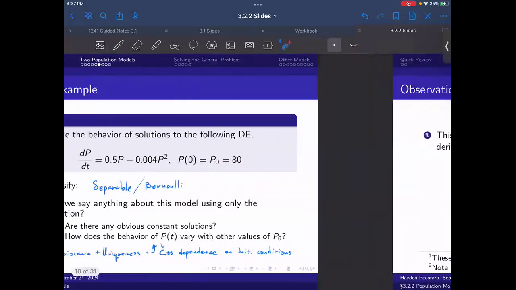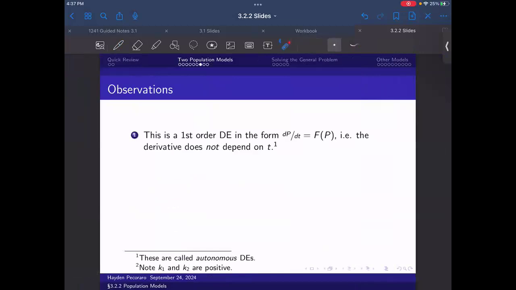Okay, so let's answer these questions. So we have a first order DE. We'll work through some observations. It's a first order differential equation, which usually means we can solve for the derivative. And in this case, we can. It's in the form of some function of the population. The derivative doesn't have a t in it. t doesn't show up on the right side of this equation. These have a name, they're called autonomous DEs.